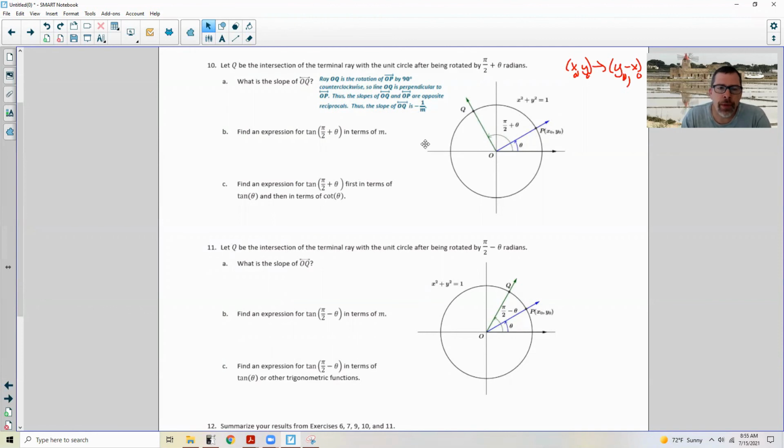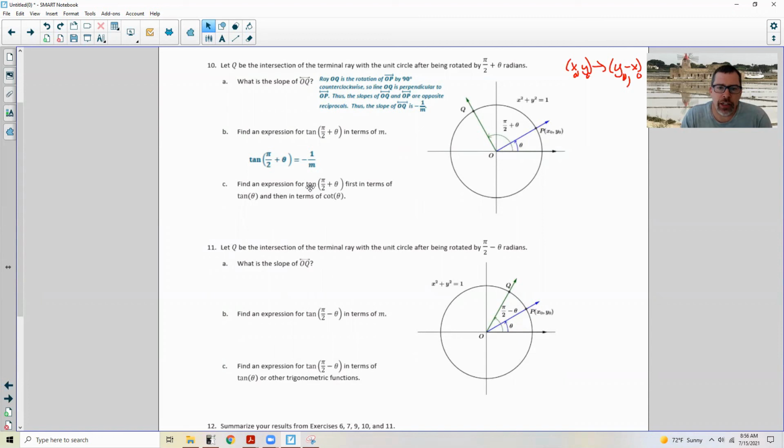Okay? B says, find an expression for tangent of pi over 2 plus theta in terms of M. Hopefully you see a pattern here. So the tangent of pi over 2 plus theta equals negative 1 over M. It doesn't equal M, it doesn't equal negative M, it's equal to the negative reciprocal because it's perpendicular.